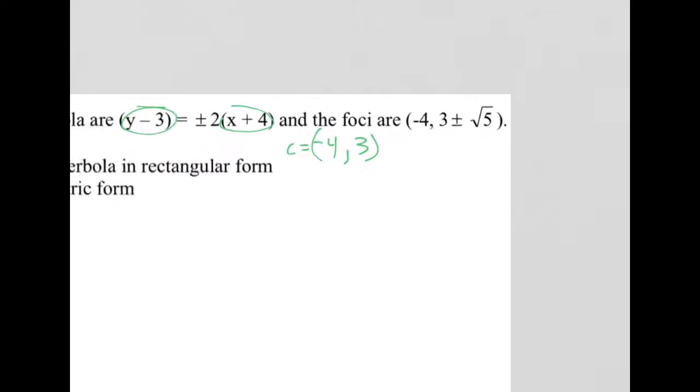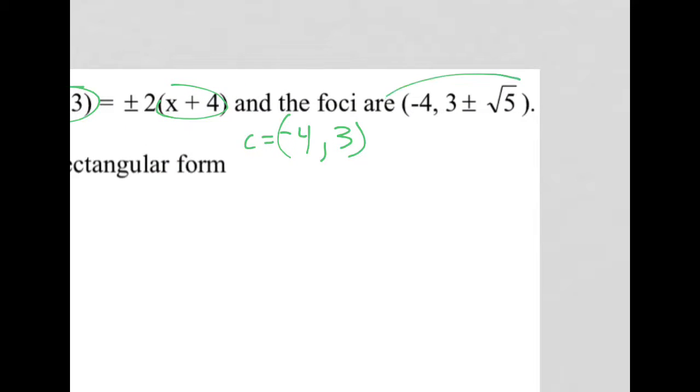All right, well, what else do we know? We know the foci are expressed as that. Notice that the y value is changing for the foci. The x value is staying the same, which is telling you that this hyperbola is oriented up and down. Also notice that the negative 4 is the same as the center negative 4, which tells me the 3 is the same as the y value of the center.